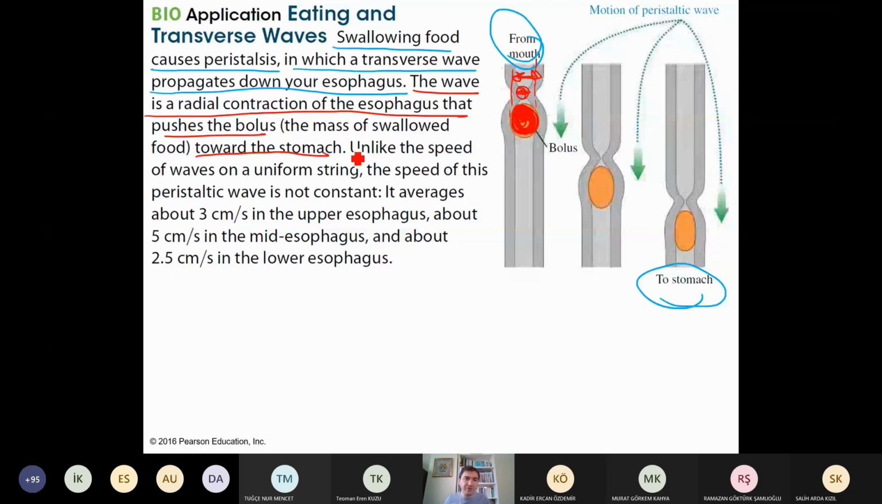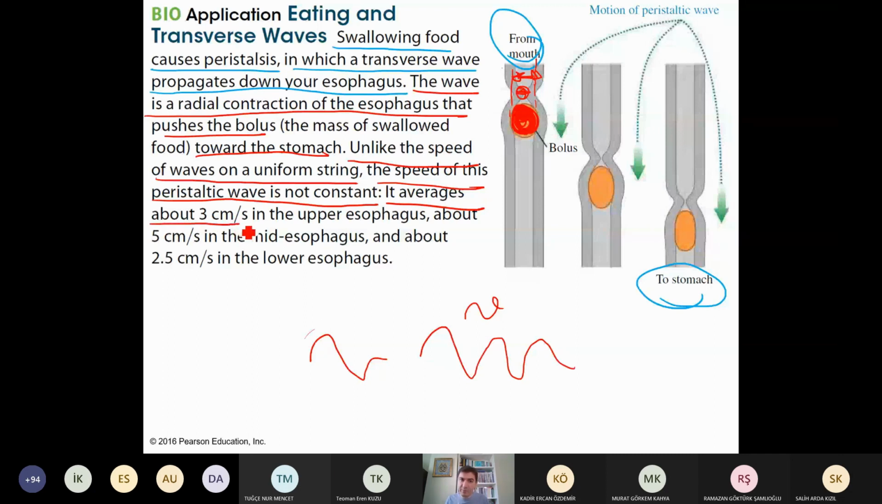Unlike the speed of waves on a uniform string, the speed of this peristaltic wave is not constant. In the case of a wave on a string, the speed is constant, okay? But here, the speed is not constant. The speed averages about 3 centimeters per second in the upper esophagus here. But here, it is about 5 centimeters per second. And here, it is about 2.5 centimeters per second. This is the bio application of transverse waves.